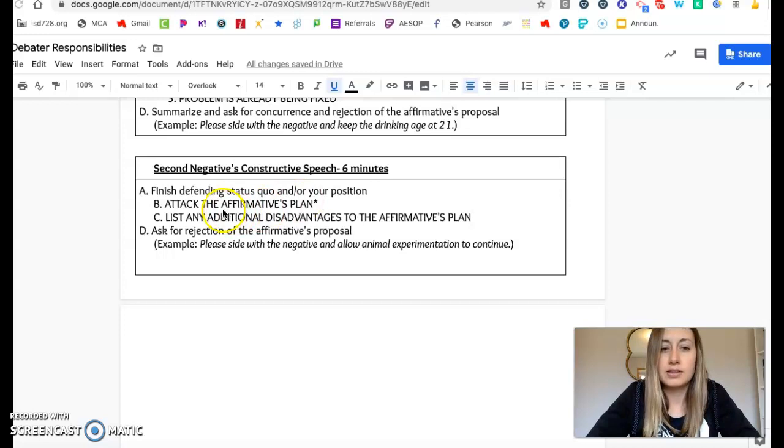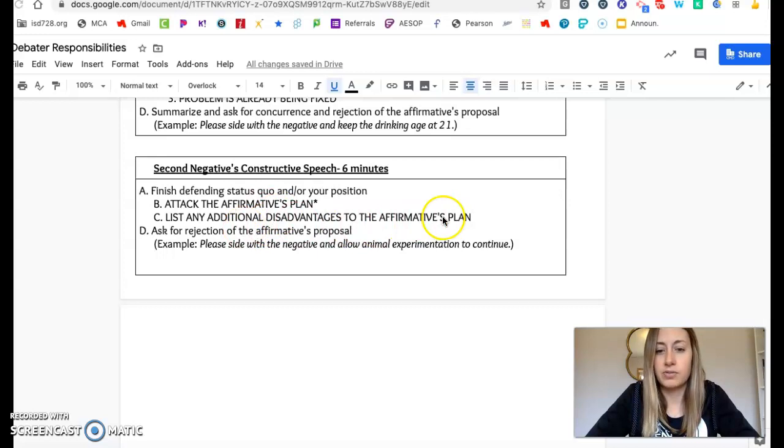The reason this is difficult is because you don't know what the affirmatives are going to say. You don't know what their plan is going to be, so you're going to have to be ready for anything that the affirmatives throw out there. Whatever they come up with to make changes, try to be ready for anything they could potentially say. That's why this one is challenging.